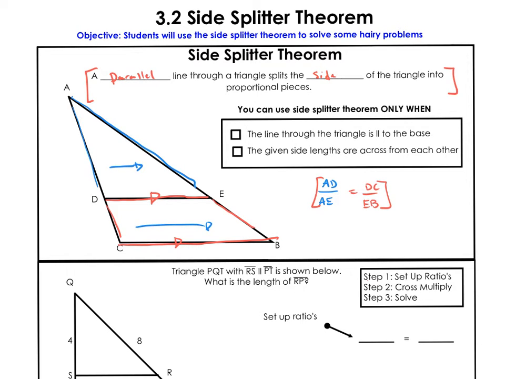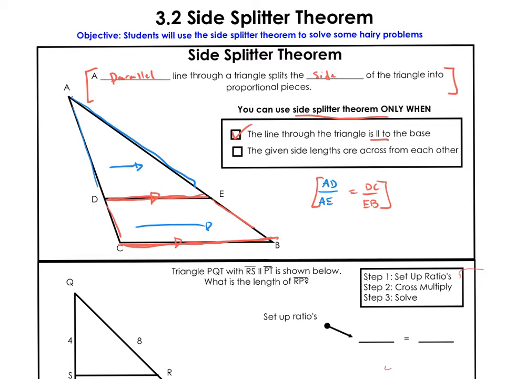Now, once again, you might be saying, what is this guy talking about? We'll do an actual example, and you'll see what I'm talking about. Right now, all you need to know is that you can only use the Side-Splitter Theorem when a line that goes through the triangle is parallel to the base. So the lines here have to be parallel. That's the first condition to use this property.